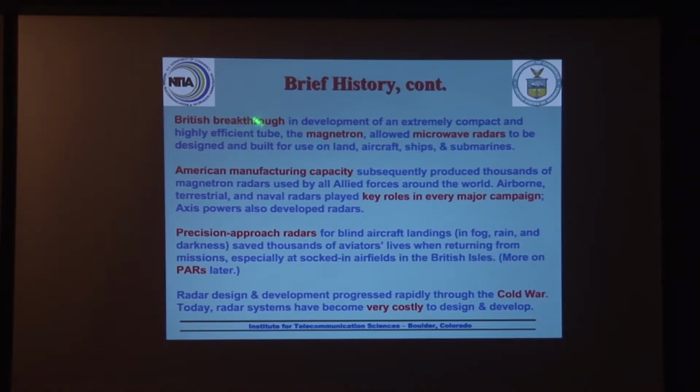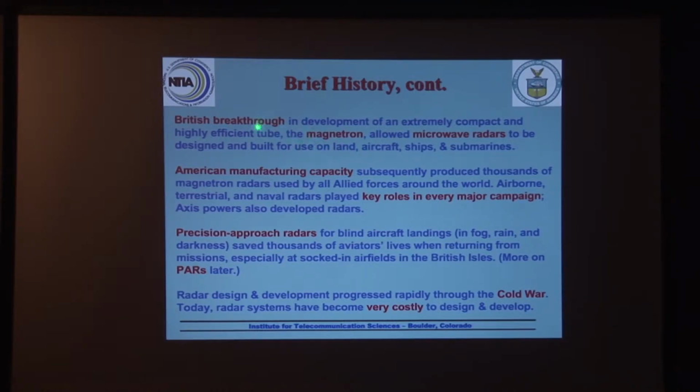British scientists made a breakthrough. They developed a tube called the magnetron that can convert line power, 60 cycle or 400 cycle power, into microwave energy. And they carried the prototype magnetron across the Atlantic on a ship. They arrived in Massachusetts. They showed it to people, as I recall, at the MIT Lincoln Labs, and basically the people at Lincoln Labs said, this is what we've been trying to do.